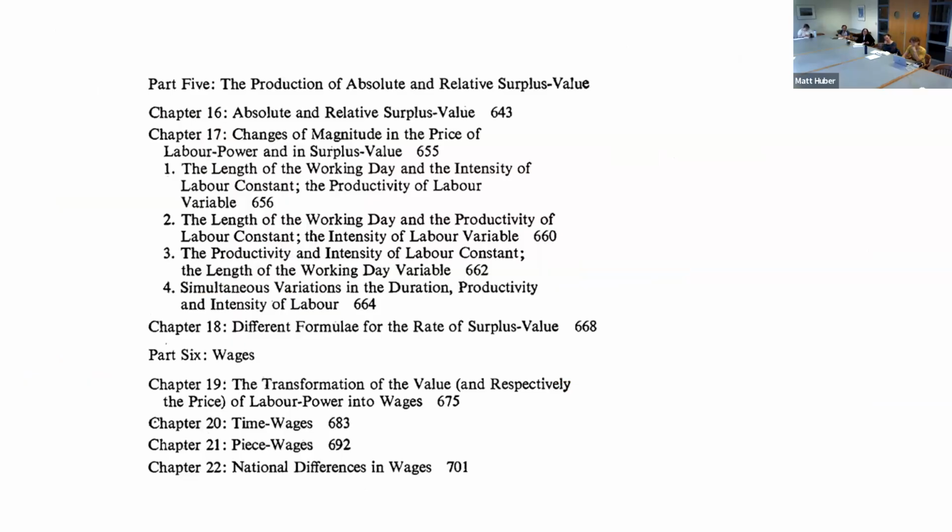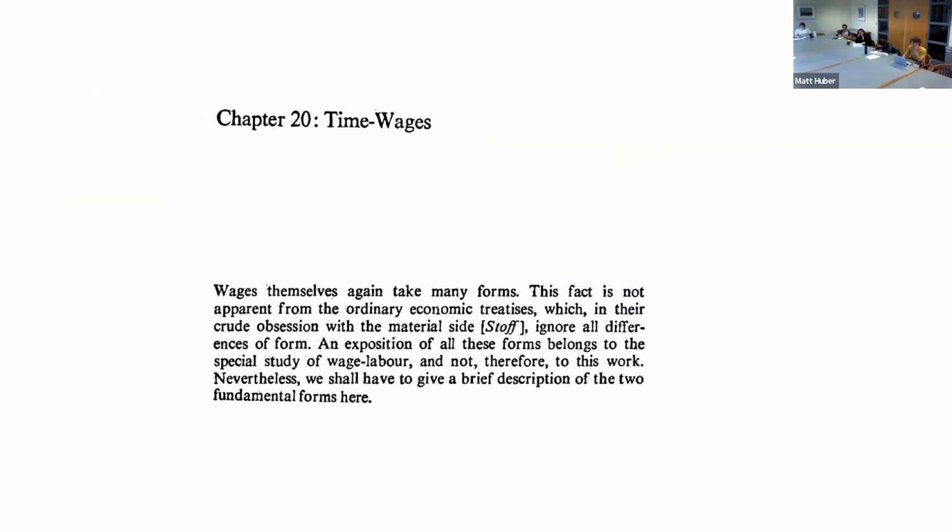this is kind of the main point of this whole part 6, that the wage makes us think it's the value of the labor we give to the capitalist, but it's really the value of labor power. And then he gets into chapters 20 through 22, the different forms of wages. And you'll note that at the top of 20, he says, wages themselves, again, take many forms. This fact is not apparent from the ordinary economic treatises, which in their crude obsession with the material side ignore all differences of form. An exposition of these forms belongs to a special study of wage labor and not therefore to this work. Nevertheless, we shall have to give a brief description of the 2 fundamental forms here.